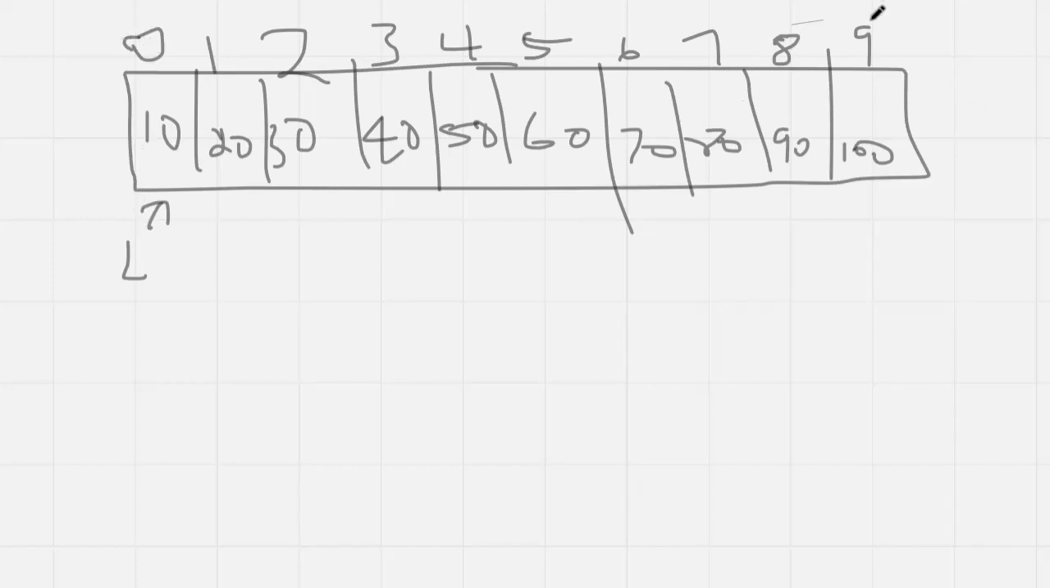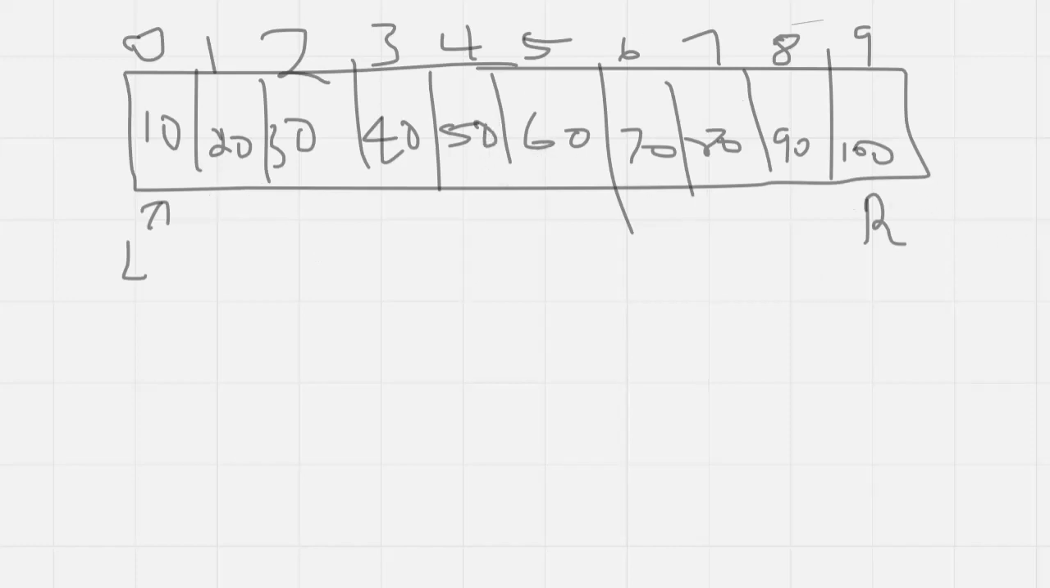And then the right is always at index length minus 1. So the length of this array is 10. So its length minus 1 is going to be 9. That's where our right will be. Okay, these are the pointers. So this will point here, this will point there.